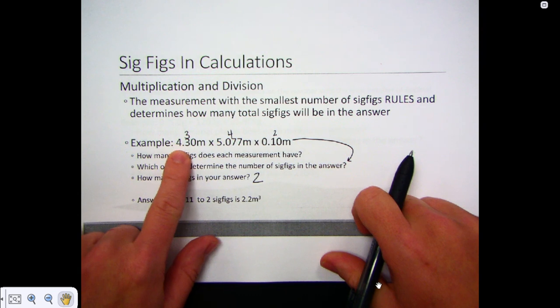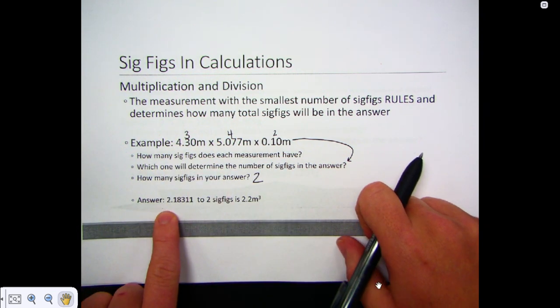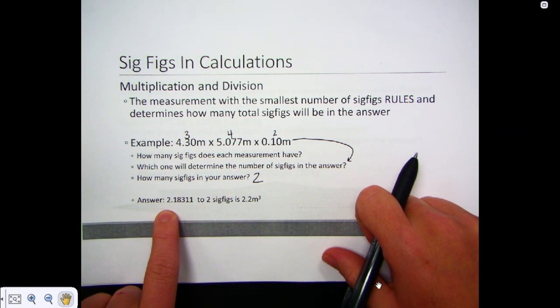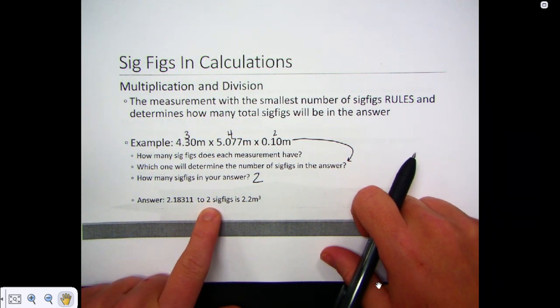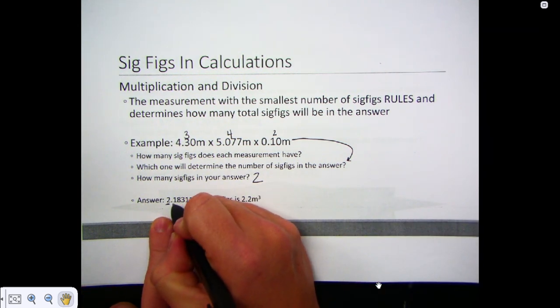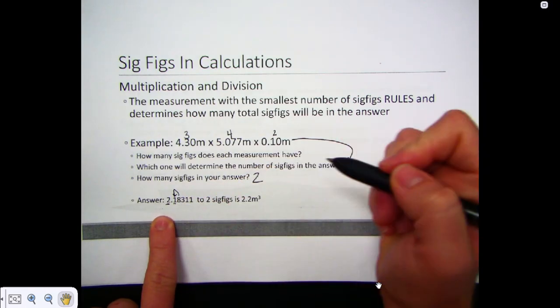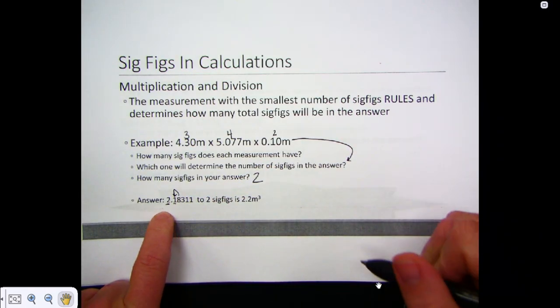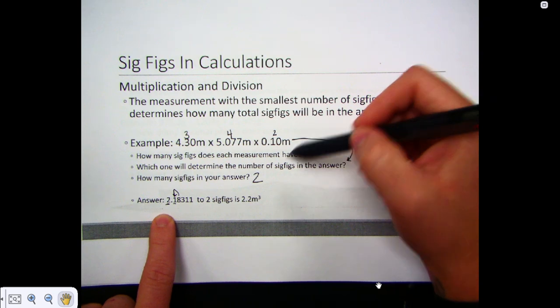So when I type this in my calculator, I come out to 2.18311. But if I make that to 2 SigFigs, 1, 2, this 8 is going to definitely round over. I'm going to have 2.2. And then meters times meters times meters is meters cubed.